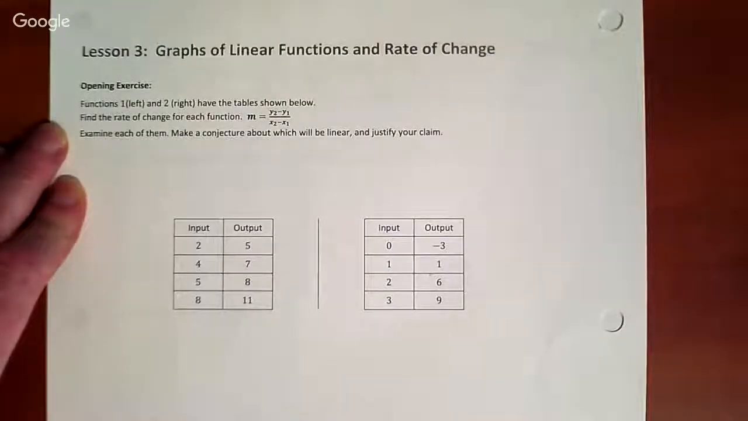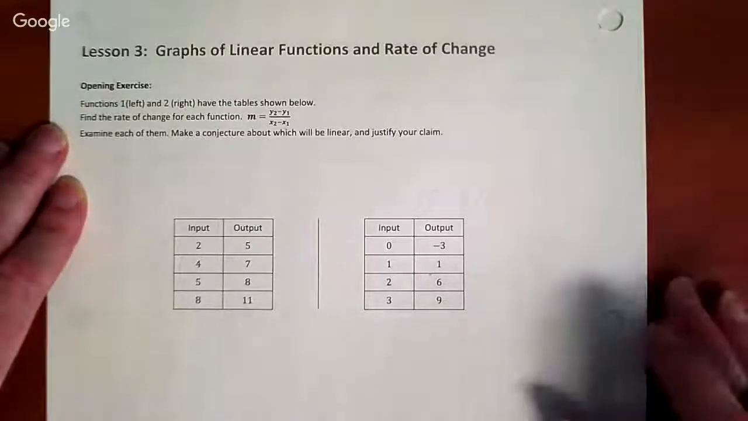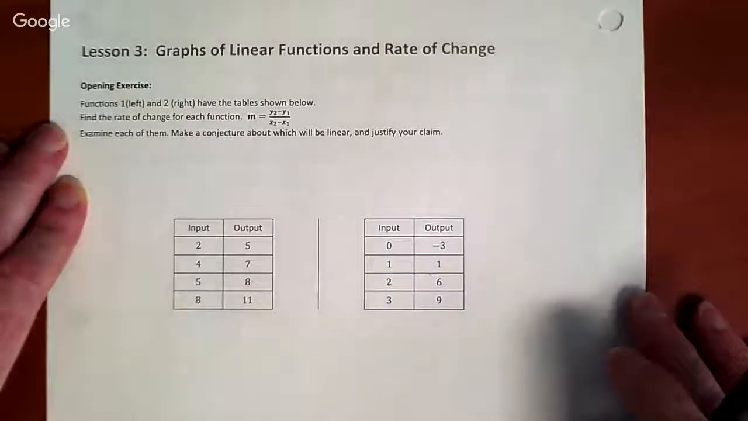Okay. Lesson 3, graphs of linear functions and rate of change. All right. Functions 1 on the left and 2 on the right have tables shown below. Find the rate of change for each function, in other words, the change in y over the change in x. Examine each of them, make a conjecture about which will be linear, and justify your claim.